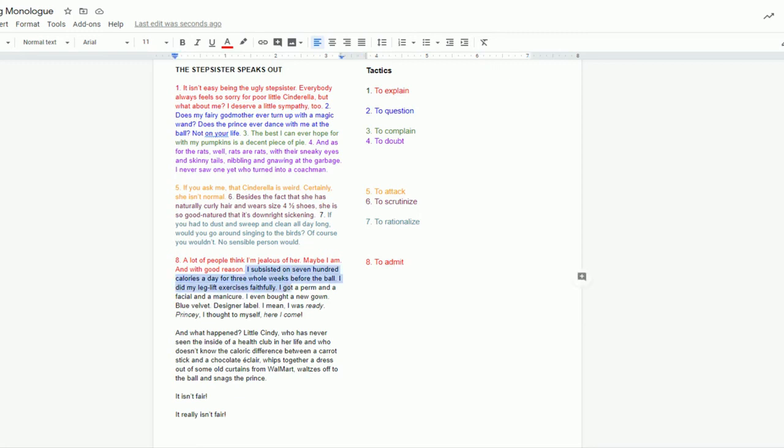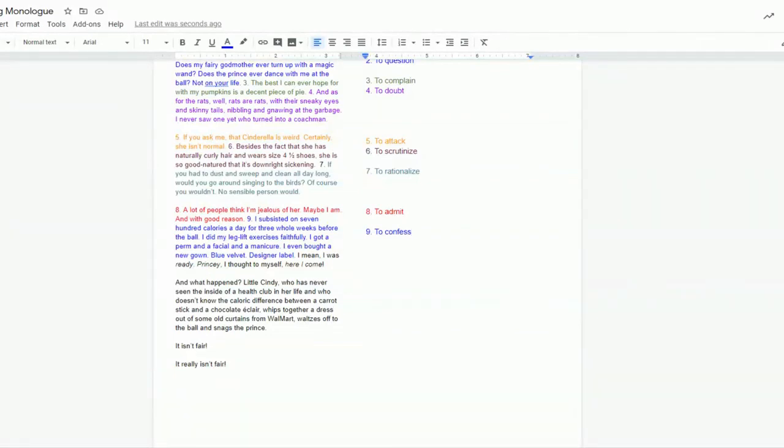And here, she subsisted on 700 calories a day. She got a perm, a facial, a manicure. She bought a new gown, a designer label. We'll end that tactic right there, and we'll call that blue. We'll call this one tactic number 9. And here she is confessing everything that she's done, that she really did try very hard to do the right thing, to get ready for the ball the right way. And then Cinderella just steps in and takes it away from her.